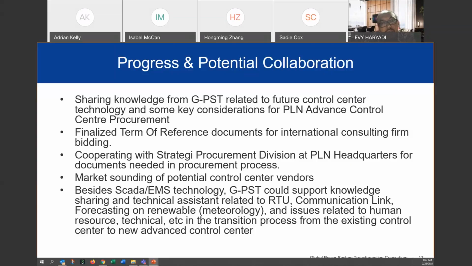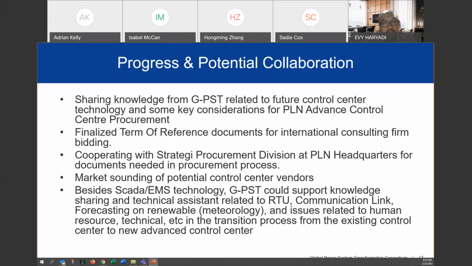Another potential collaboration with G-PST is that maybe we will do some market sounding, especially for potential control center vendors that can answer the challenge that I explained before.